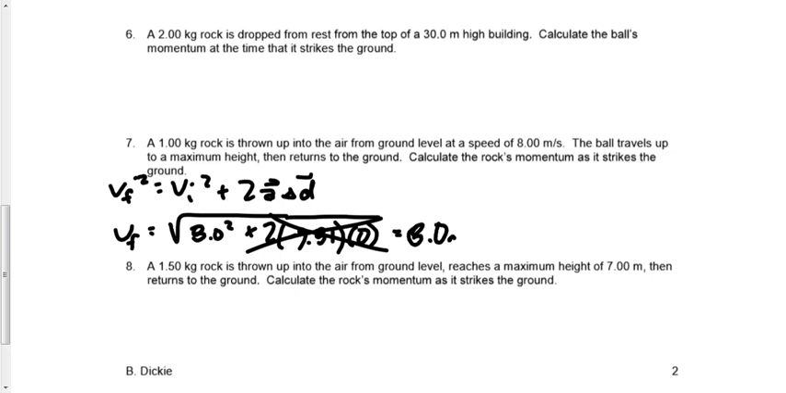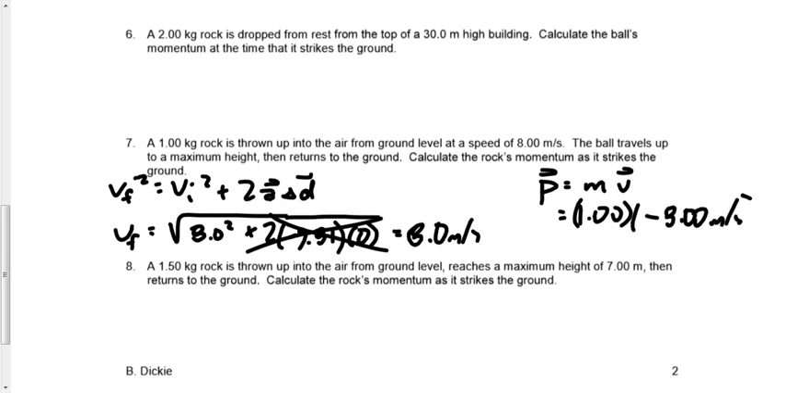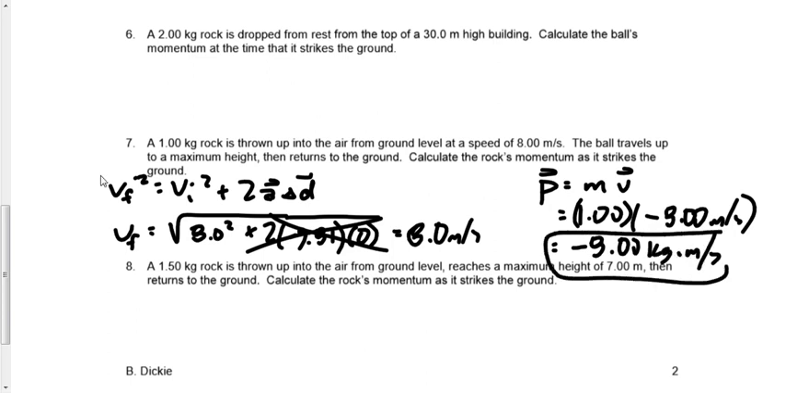What did we just solve for? Quick, what did we just solve for? Final? Nope. Speed. Final speed, right? Final speed is 8. What's the final velocity? Right, negative 8 meters per second. So let's find the final momentum now by saying m times v. Mass is 1.00 kilograms times negative 8.00 meters per second, which gives us, of course, negative 8.00 kilogram meters per second. Or some people say down instead of the negative. That's fine. Doesn't matter. Just don't say both.